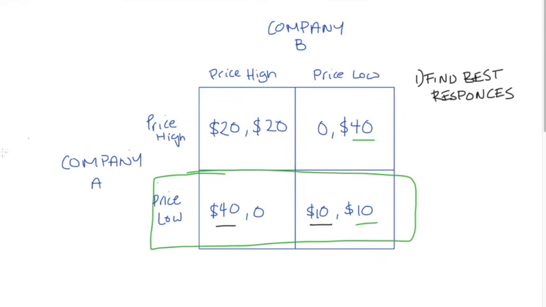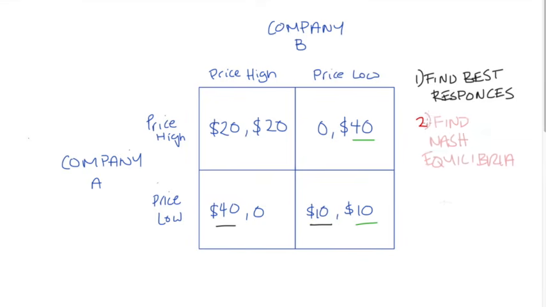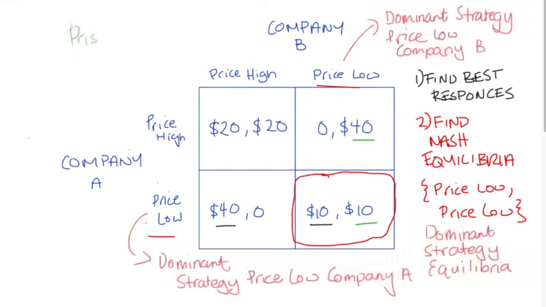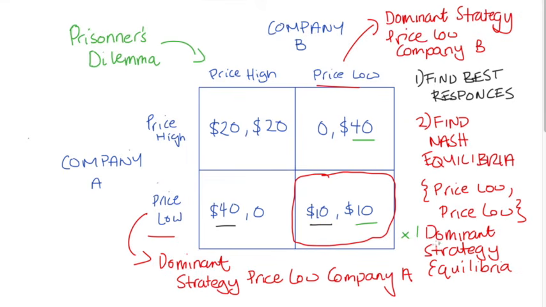Price low is a dominant strategy for Company B because no matter what Company A does, Company B ought to price low. There is one Nash equilibrium in this game which is also a dominant strategy equilibrium, which corresponds to both of our players pricing low. Low isn't just an intersection of two best responses, it's also an intersection of two dominant strategies. This is a prisoner's dilemma, and it's characterized by there being just one Nash equilibrium, which is also a dominant strategy equilibrium, which is also suboptimal.